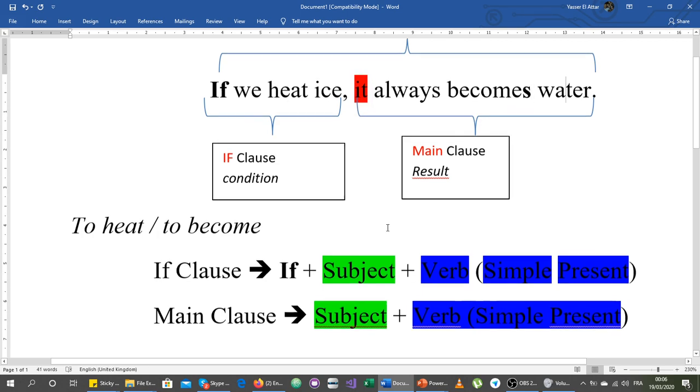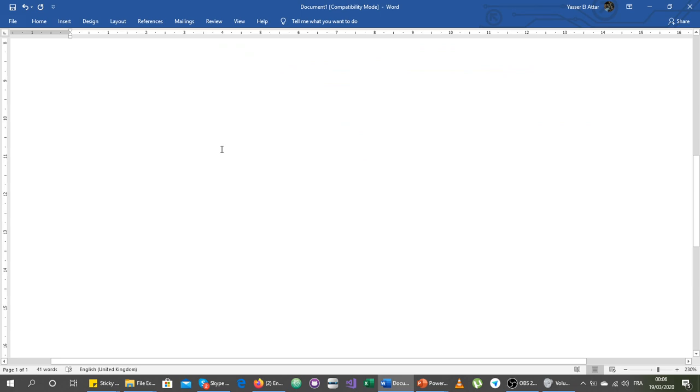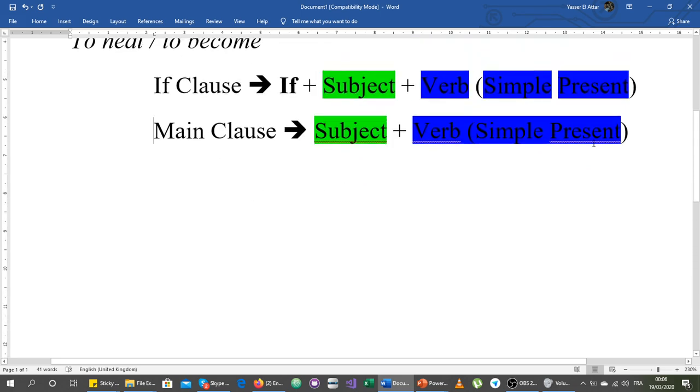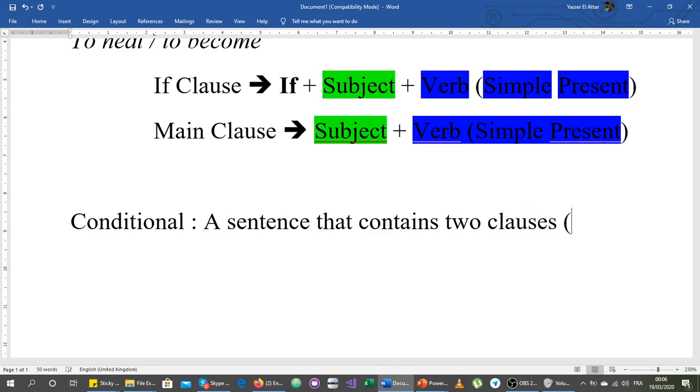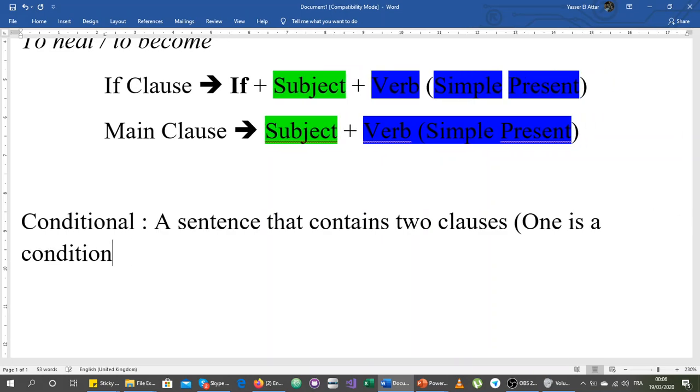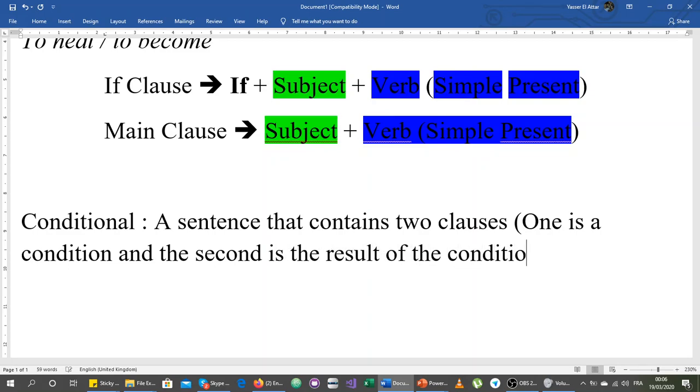So what is conditional? Conditional is when we have a sentence that contains two clauses. One is the condition and the second is the result of the condition.